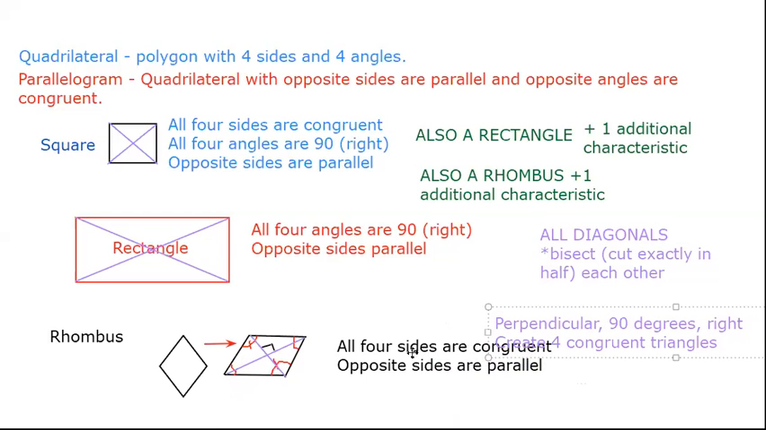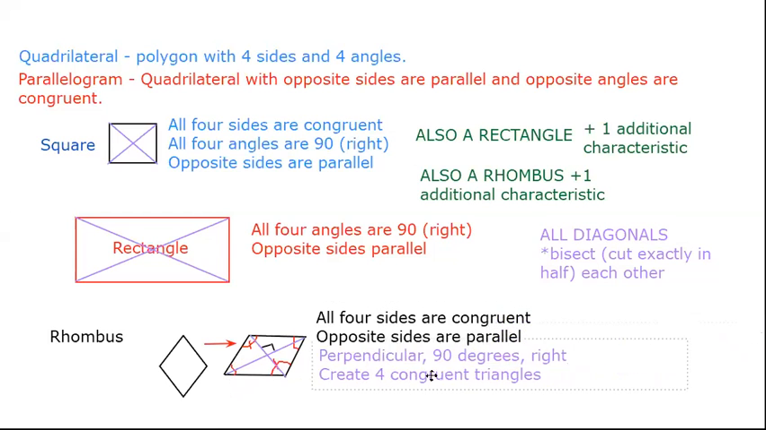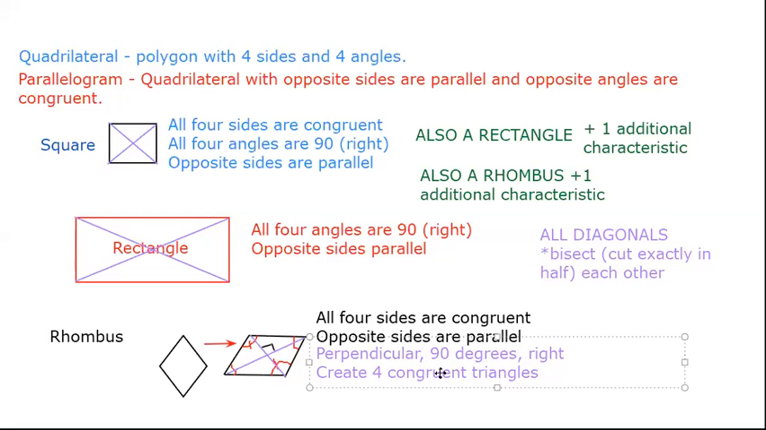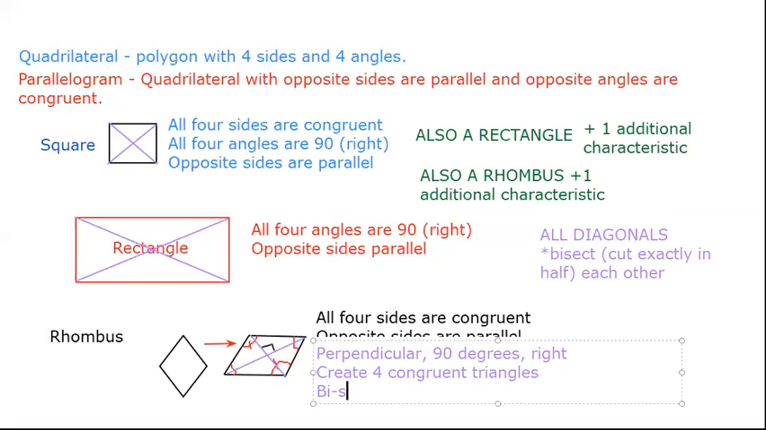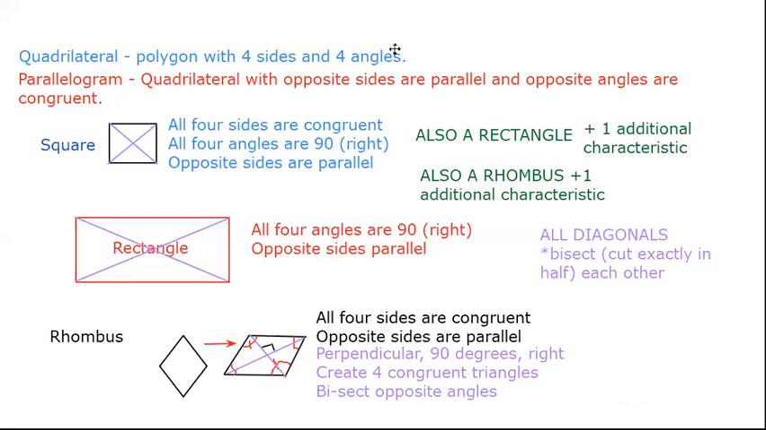So in a rhombus only, opposite angles are bisected. That means, let's get a color on this one. Let's put an orange. This angle equals this angle because that diagonal bisects it.